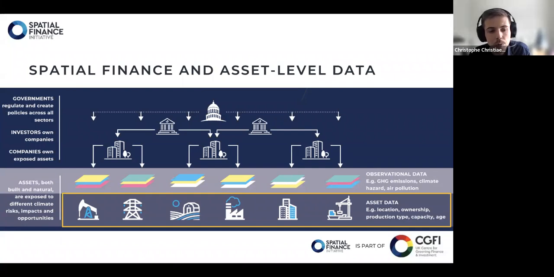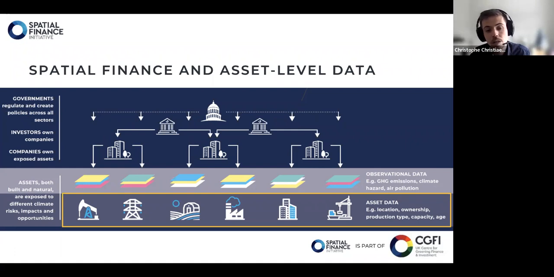Asset level data we break down into a couple of, I guess, data types, as is also explained and outlined in the TNFD beta framework. We've got the observational data coming from the wealth of sensors and, for instance, satellites, all the data sources that are increasingly becoming available, which are then transformed into model data.